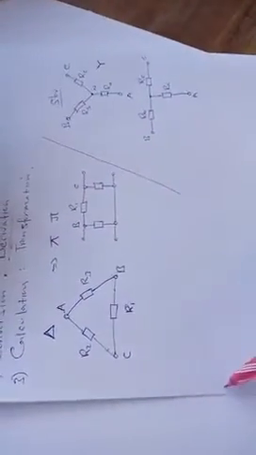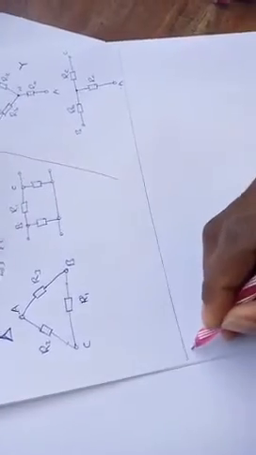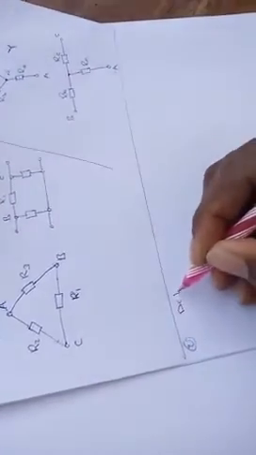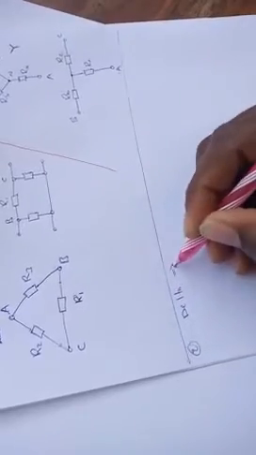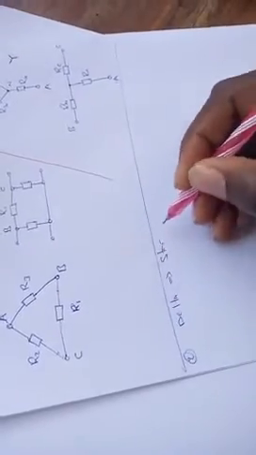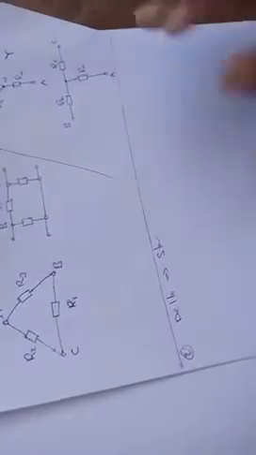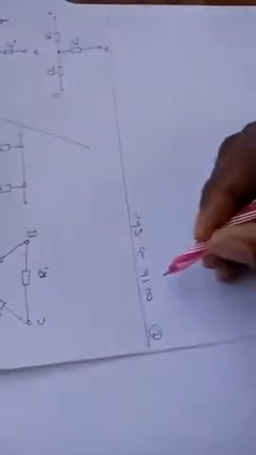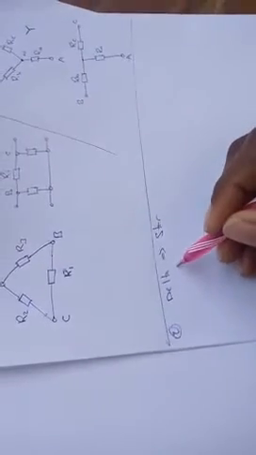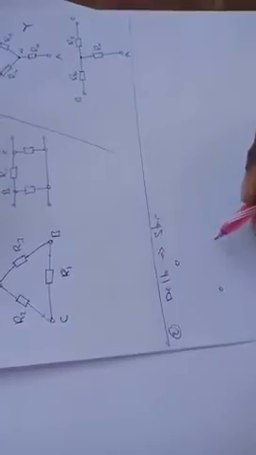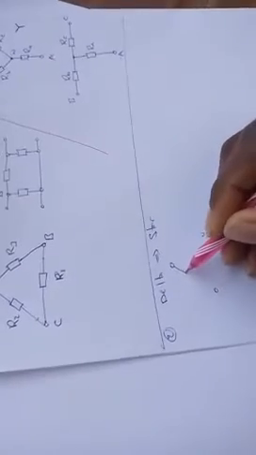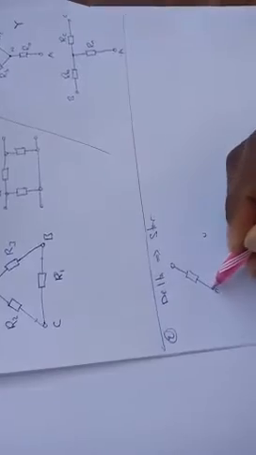How to convert from delta to star network. So I'll get the same shape, which is A, B. So it will be like this.